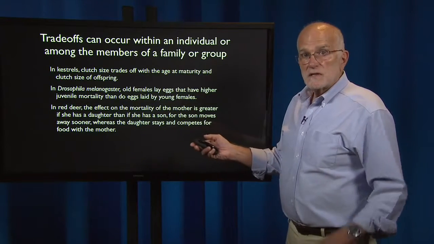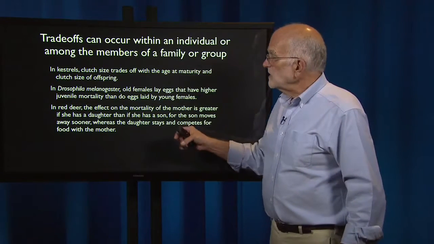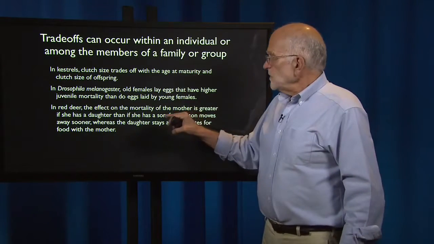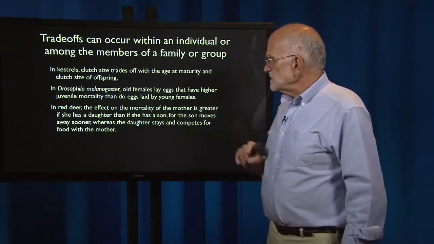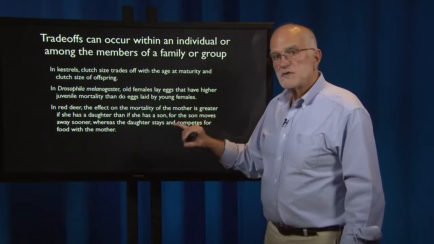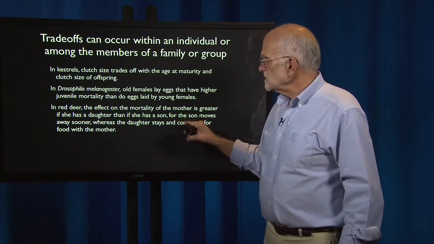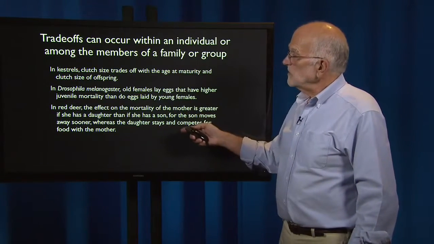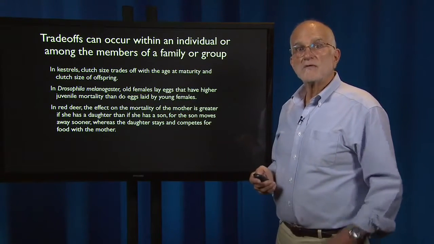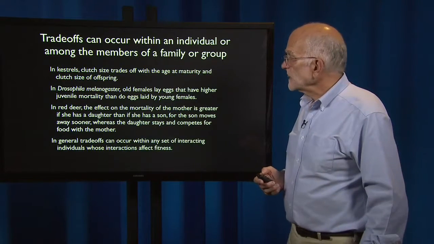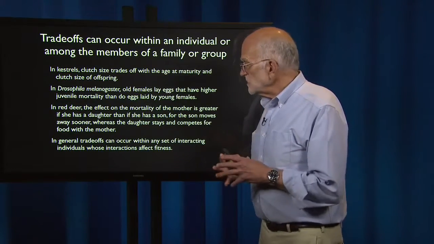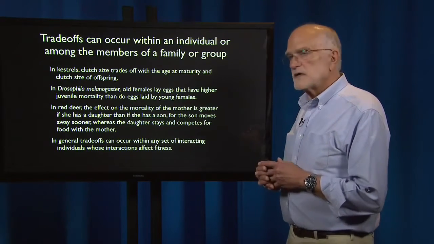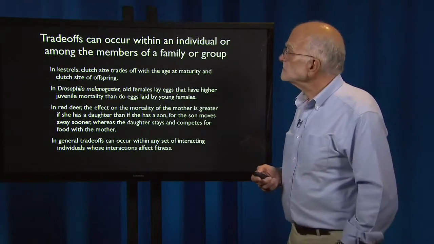The same thing, in some sense, happens in red deer, where the effect on the mortality of the mother is greater if she has a daughter than if she has a son, for the son moves away sooner, whereas the daughter stays closer to the mother and then competes for food. So the gender of the offspring determines the reproductive trade-off to some extent in red deer. In general, trade-offs can occur within any set of interacting individuals whose interactions affect fitness.